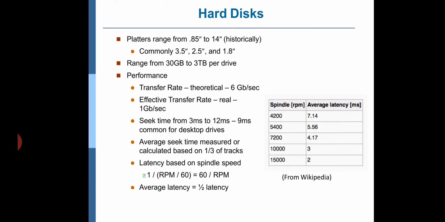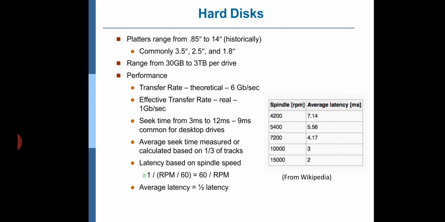Then coming to the hard disk. The platter range is 0.85 inches to 14 inches historically, commonly 3.5 inches, 2.5 inches and 1.8 inches. The capacity nowadays ranges from 30 GB to 3 terabytes per drive. The performance transfer rate is historically 6 Gb per second, and the effective transfer rate is 1 Gb per second. Seek time ranges from 3 milliseconds to 12 milliseconds, with 9 milliseconds common for desktop drives.